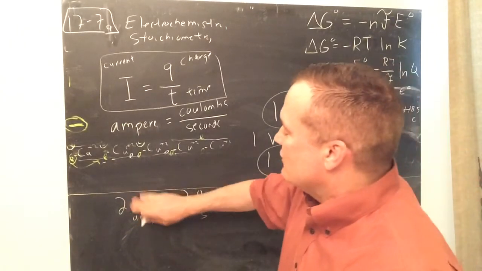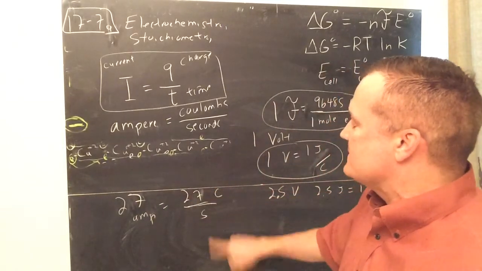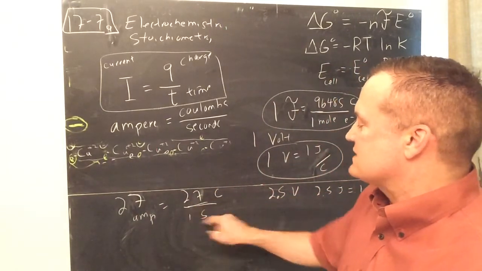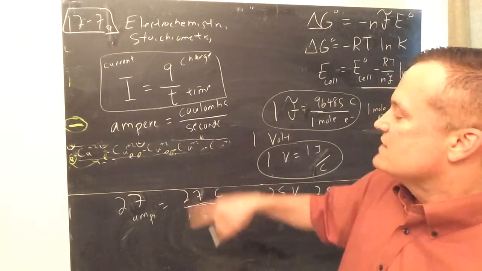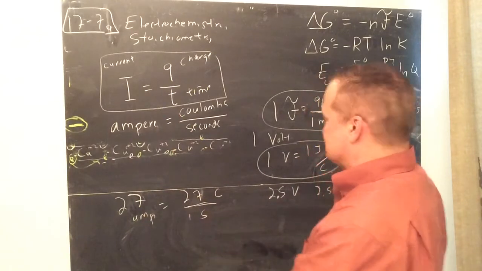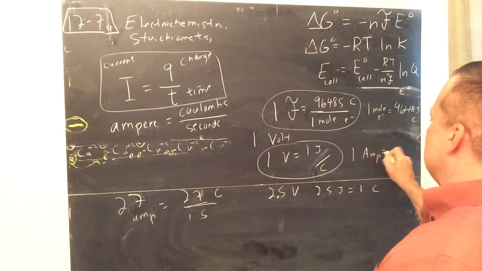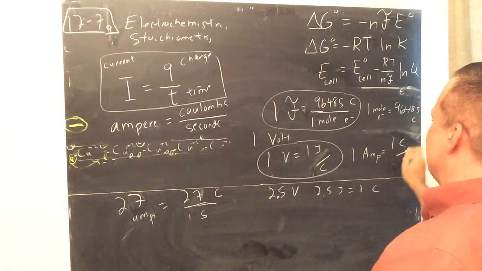If I had 27 amps, then that means that there's 27 coulombs for every 1 second. Every 1 second, 27 coulombs of charge goes through. So just think of it that way. Amp is coulomb over second. Amp is C over S. That's why I like to say 1 amp equals 1 C over S.